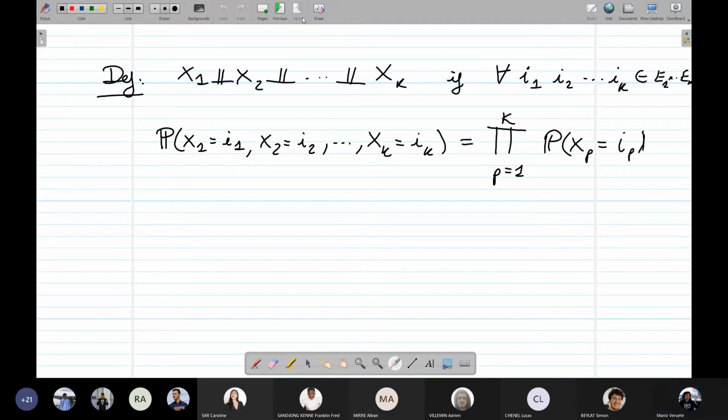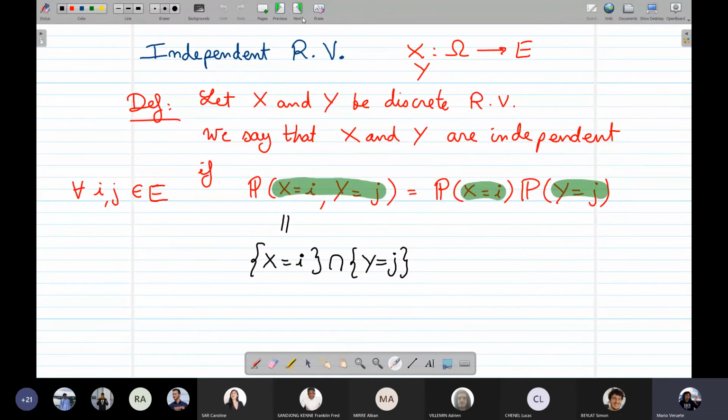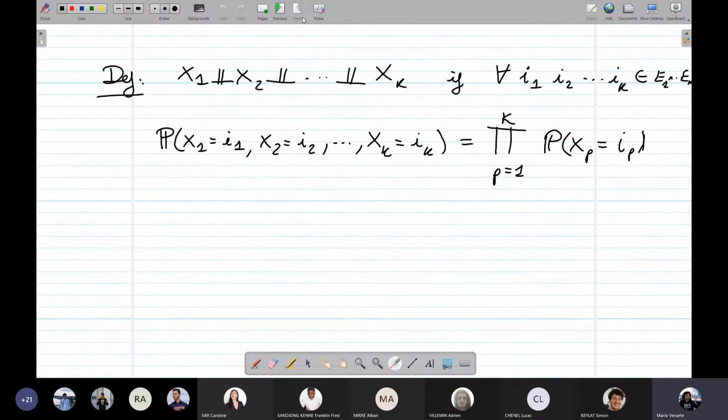Now, what's the generalization to an arbitrary number of random variables? Maybe Albin, I know Albin likes this kind of question. So Albin, if I generalize from 2 random variables to k random variables, what's the generalization that follows?